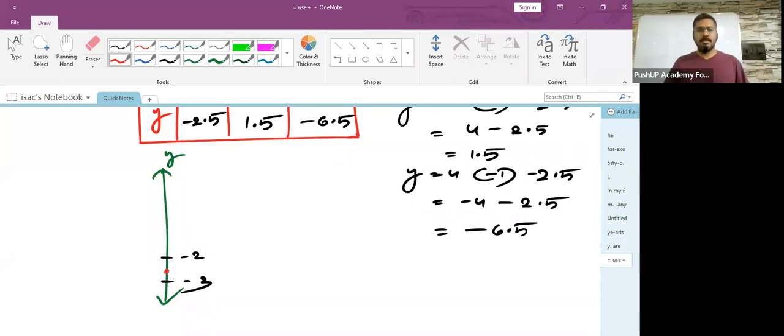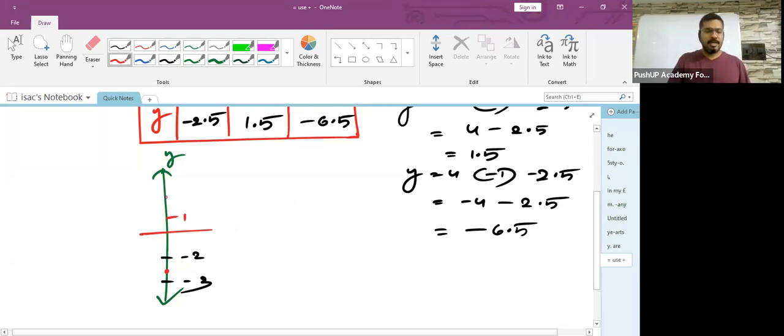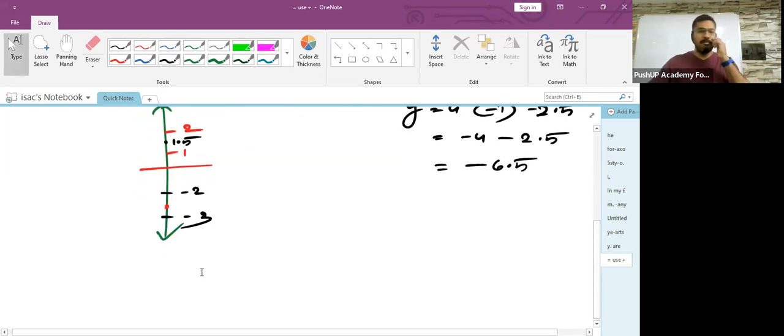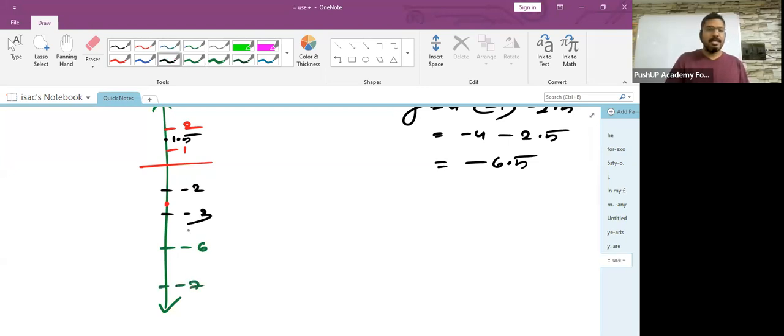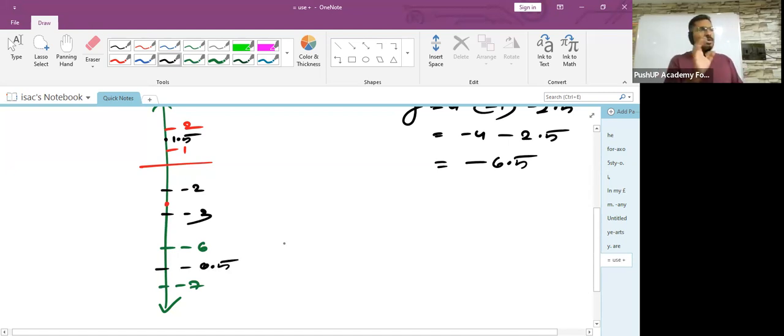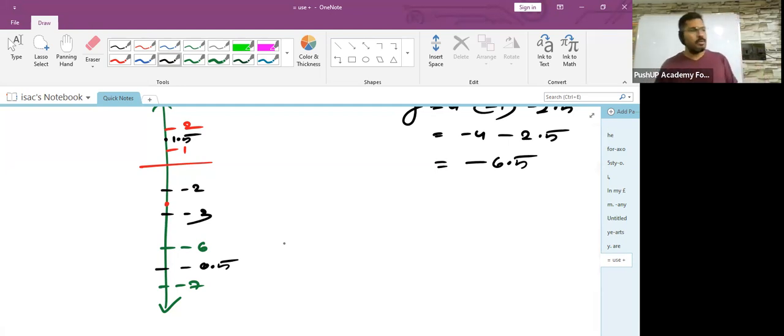Namrata, is it clear? The next one, where will you get 1.5? If this is your y-axis, here is your 1 and here is your 2. Exactly in between 1 and 2, you will be getting 1.5. Then minus 6.5. Where will you get minus 6.5? Here is your minus 6 and here is your minus 7. Exactly in the middle of minus 6 and minus 7, you will be getting minus 6.5. It's not at all difficult to plot it on the graph paper, even though it is a decimal value. So do it carefully. Be a little careful. That's all I have to advise you.